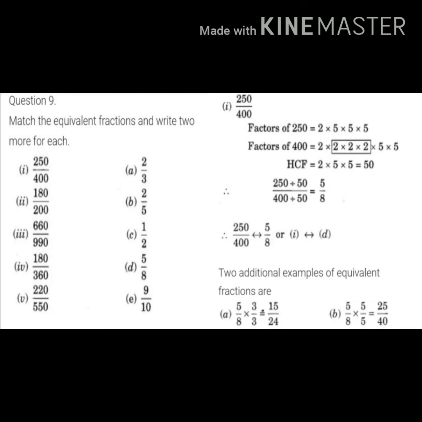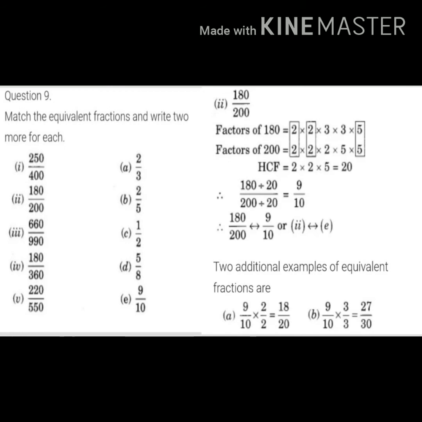For this, we will find the HCF, and the HCF of 250 and 400 is 50. Now we will divide 250 and 400 by this HCF, that is 50, and after simplification we will get 5 upon 8, that is equals to D part of the second column. That means first is equals to D. Now we have to find 2 additional equivalent fractions. For this we have to multiply 5 upon 8 by the same whole number, that is 3 and 5, and we will get 15 upon 24 and 25 upon 40.